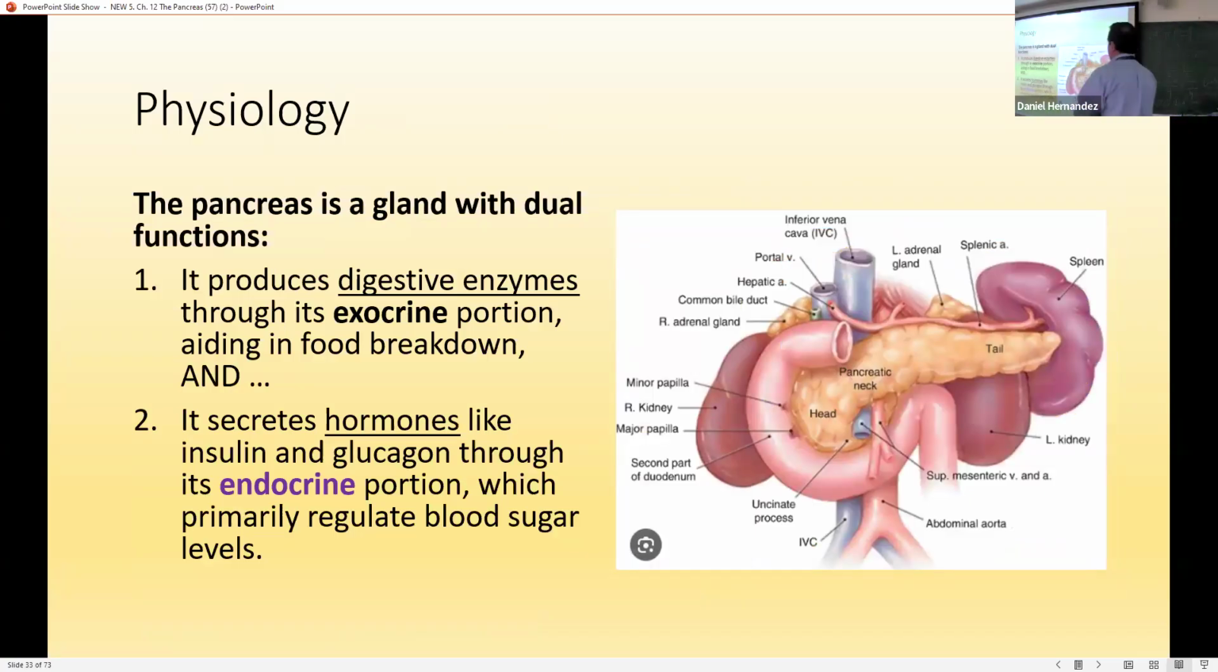In terms of the physiology, the pancreas holds the distinction of being one of the organs that's both an exocrine organ as well as an endocrine organ. So it has dual functions. It produces digestive enzymes through its exocrine portion, aiding in the breakdown of food. Then it also secretes hormones like insulin and glucagon through the endocrine portion. Those hormones get put directly into your bloodstream. That's the endocrine function, directly into your bloodstream. And then the exocrine portion excretes those digestive enzymes directly into the duodenum for digestion.